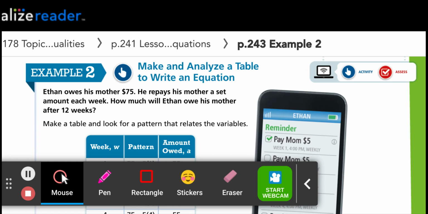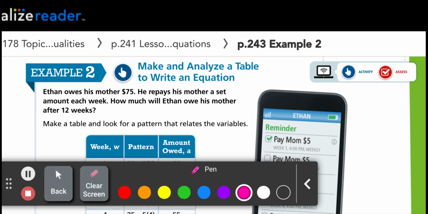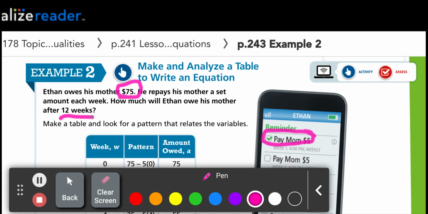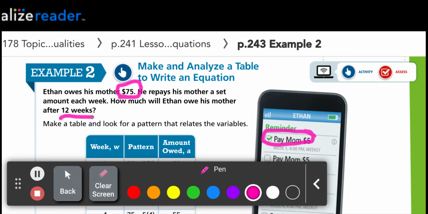So let's figure out what is information that we know for sure. Well, we know that Ethan owes his mom $75. And we know that he's paying his mom $5. So the question is, how much money will Ethan owe his mother after 12 weeks? So the independent amount here is the weeks. Weeks are going to pass. Weeks are going to go on 0, 1, 2, 3, without mattering how much money he's been giving his mom.